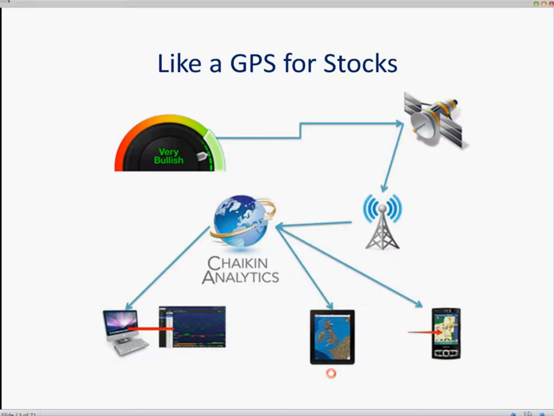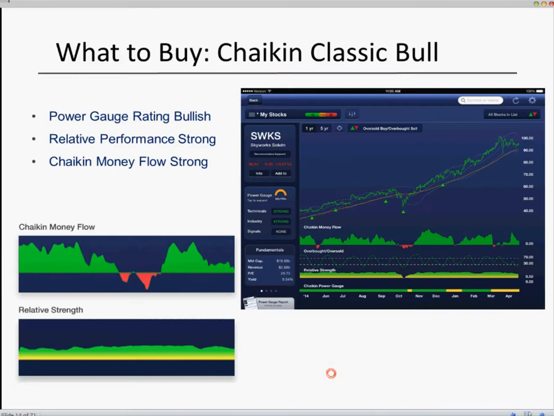Now, as we look at the examples, I want you to think of the Chaikin Power Gauge rating as a GPS for stocks. It's available on desktop, iPad, and iPhone, and it points you in the right direction. I want you to come away with that takeaway. You can use it as a filter, or you can use it to find the best stocks and avoid the worst stocks, just like you can use your Google Maps app to avoid traffic and find the best route.